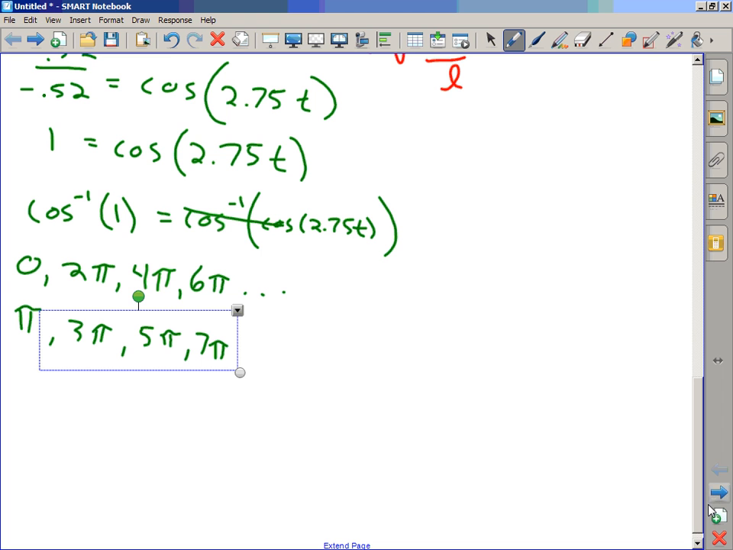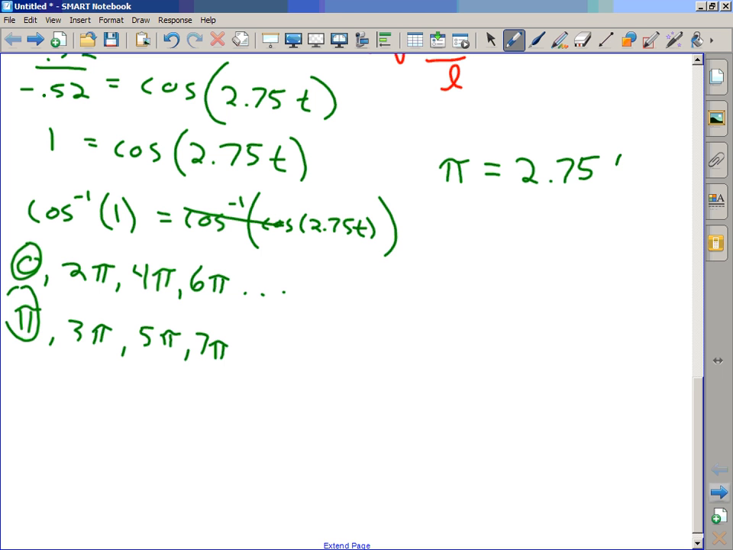All right, so let's pick 0 and pi. So I got pi equals 2.75 t, right? That's going to be t equals pi divided by 2.75. Yeah? And also, down here, I said I need to use 0. 0 equals 2.75 t, and so t equals 0.